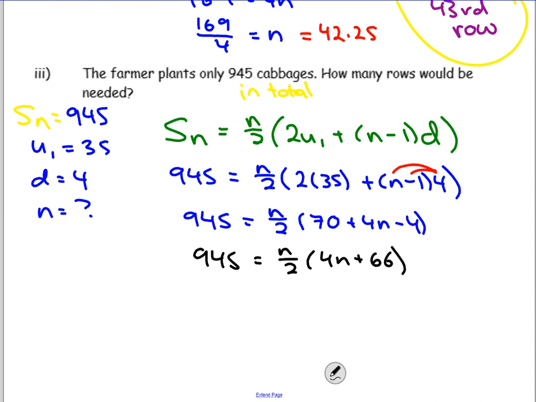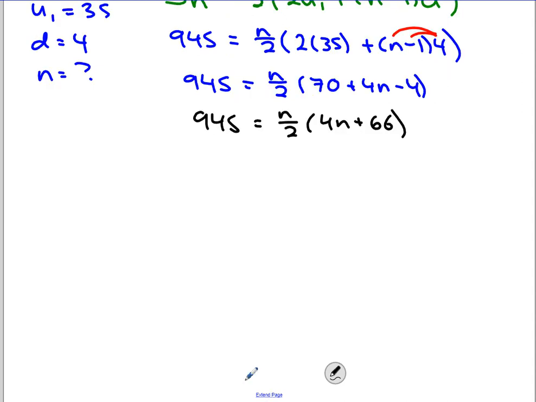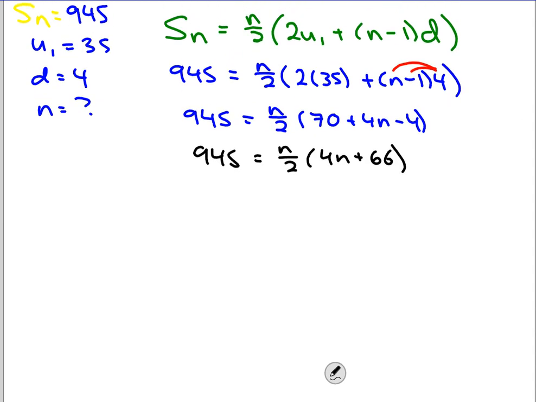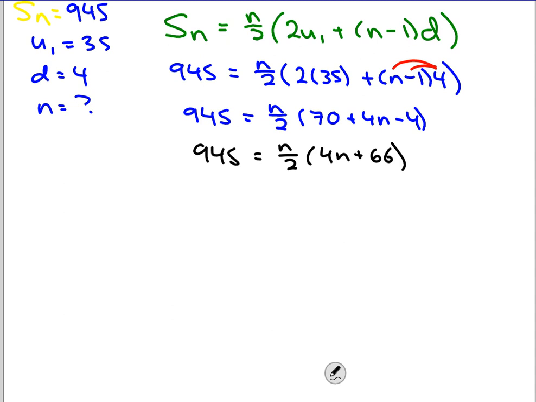I would suggest at some point to double both sides to get rid of the 2 in the fraction. So doubling both sides is a nice idea. What's 945 times 2? 1890. How do you do that? I'm just going to double. Double both sides to get rid of that 2.